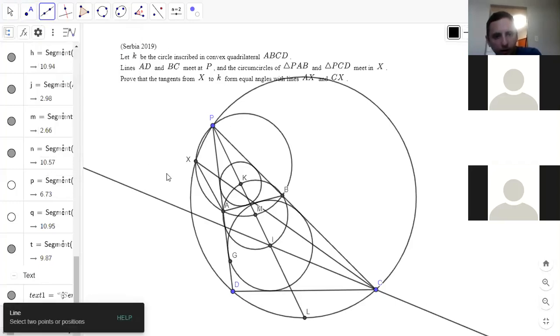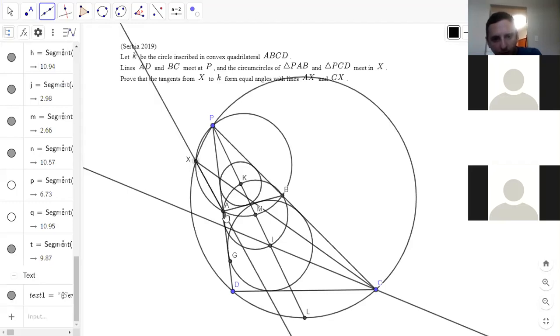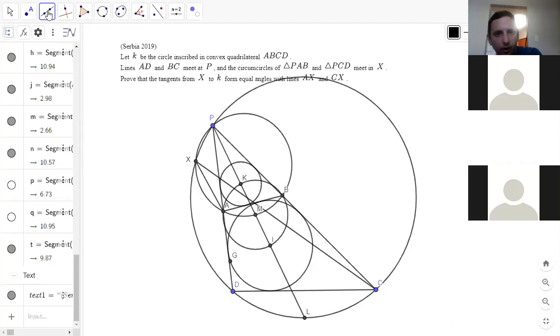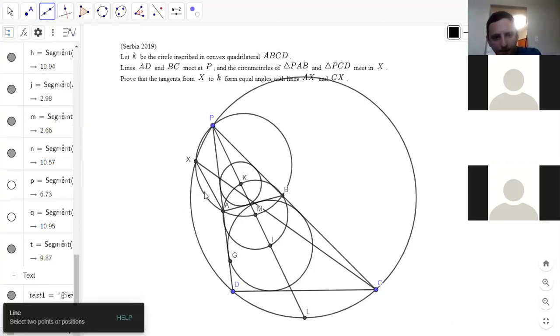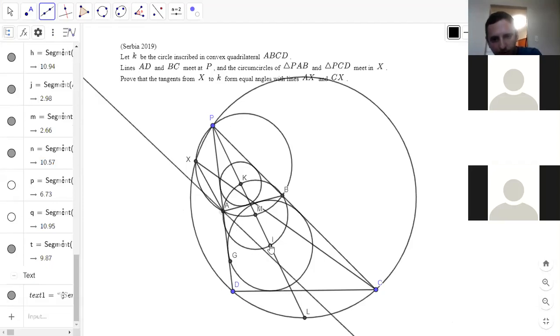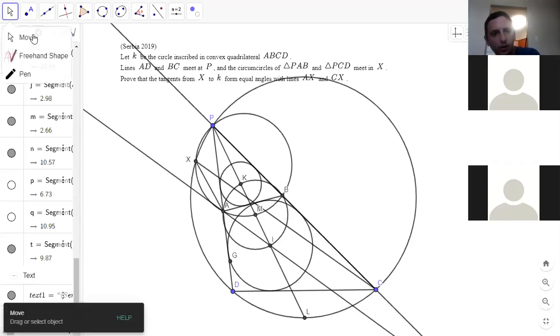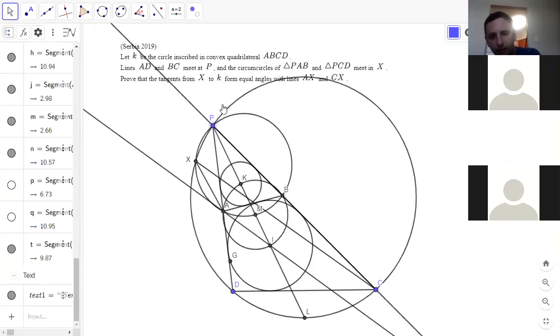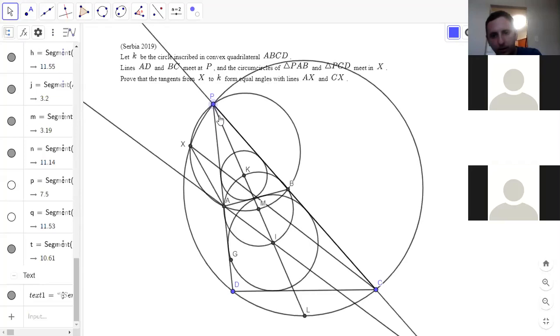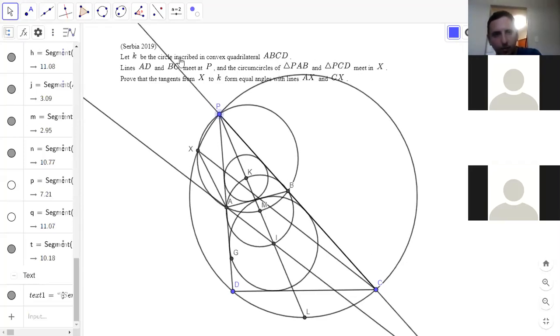Basically, if XA intersects CI at a point, actually, no, I don't think I did this right. I want to draw AI and let it meet PC at a point. And then I want to show that that point is cyclic with X, P, and A. So if I let these two meet at a point, and that point is cyclic with A, X, and P, then I think that solves the problem.